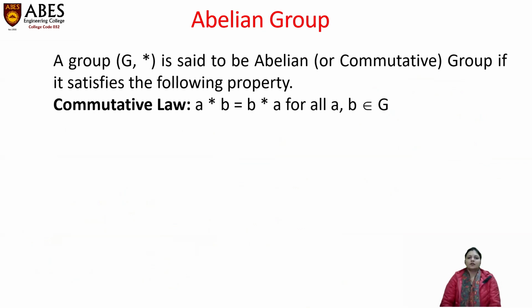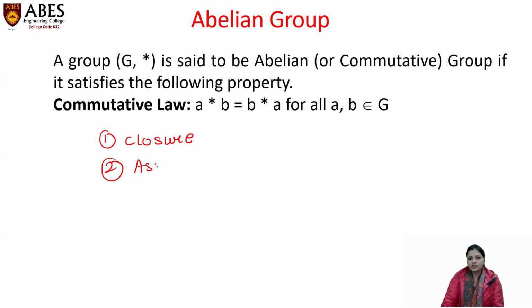Now comes the abelian group. What is an abelian group? An abelian group is also a group which satisfies the commutative property. So if we summarize it, for an algebraic structure to be a group, four properties should be satisfied. The first one is closure, the second one is associative, the third one is existence of identity element, and the fourth one is existence of inverse element.